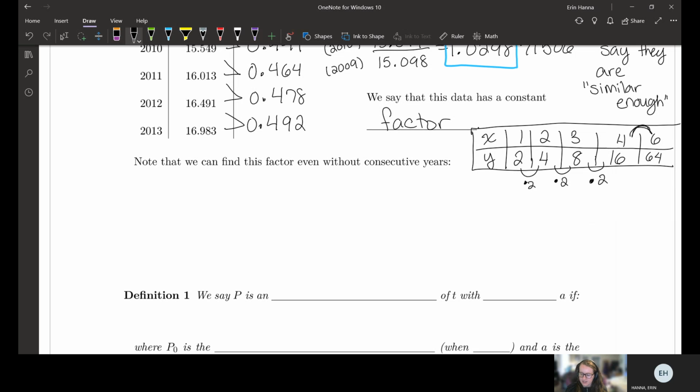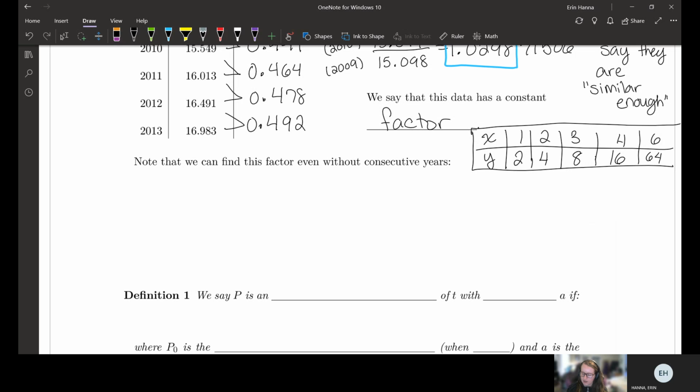This would also be a representation of an exponential function, because essentially what's happening in exponential functions is to get from one y value to the next, you're multiplying it by a certain number. And for it to be an exponential function, that number has to be constant. And it is actually going to be constant in this example as well.